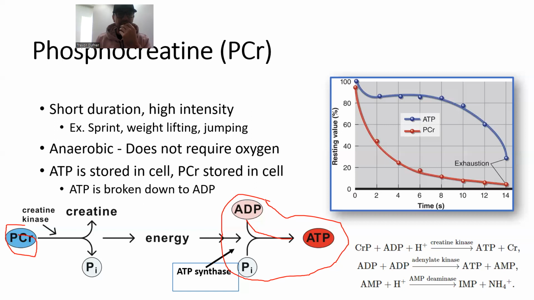ATP is stored in the cell, PCr is stored in the cell, and this ATP is broken down into ADP, right? We know that this ATP is broken apart. It gives us the energy, and that's how we create all of our bioenergetic process. That's how we create all of our ATP.